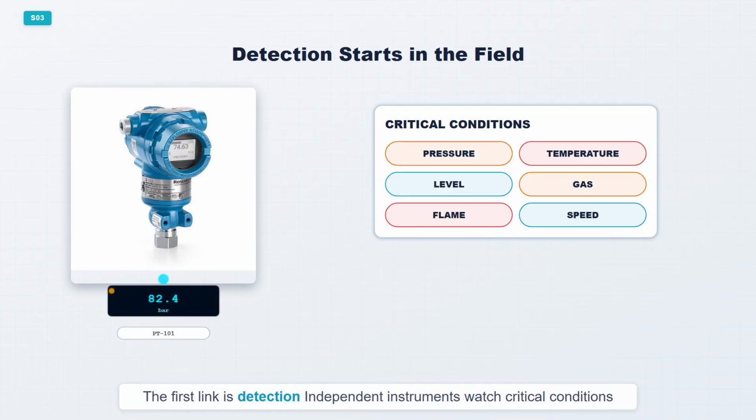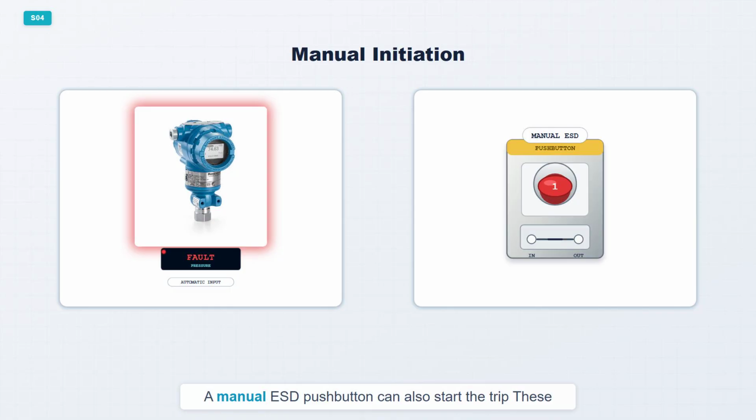The first link is detection. Independent instruments watch critical conditions such as pressure, temperature, level, gas concentration, flame, or equipment speed. A manual ESD push button can also start the trip. These initiating devices watch, or report, conditions identified as hazardous.